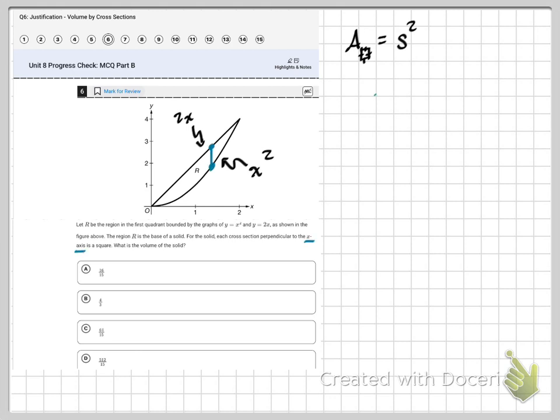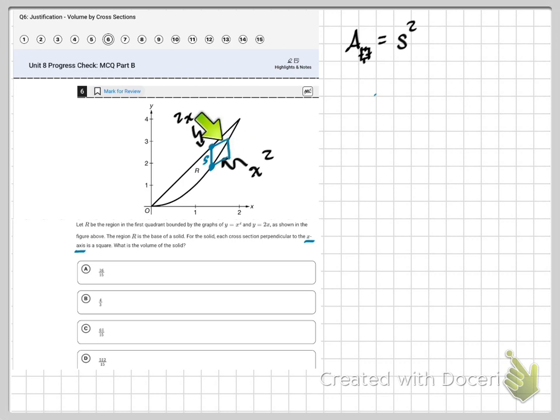All right. So next we have to note that the cross sections are perpendicular to the x-axis, which means they're like this. Okay, they're going from one curve to the other, perpendicular to our x-axis. Okay, so why is that important? That's important because that means we're going to need to write our area function in terms of x.